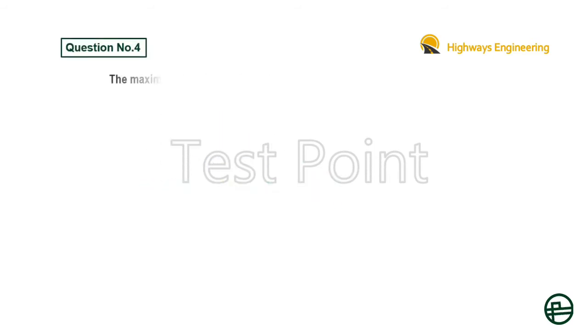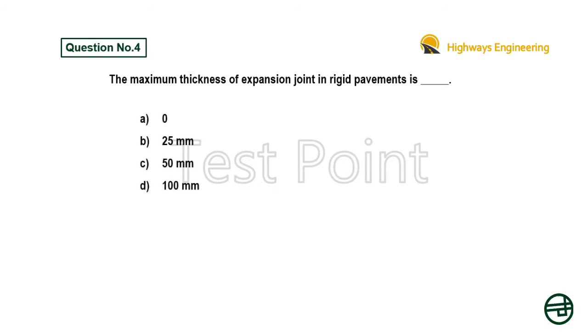Question number 4. The maximum thickness of expansion joint in rigid pavements is. Option A, 0. Option B, 25 mm. Option C, 50 mm. Option D, 100 mm. Answer is option B, 25 mm.